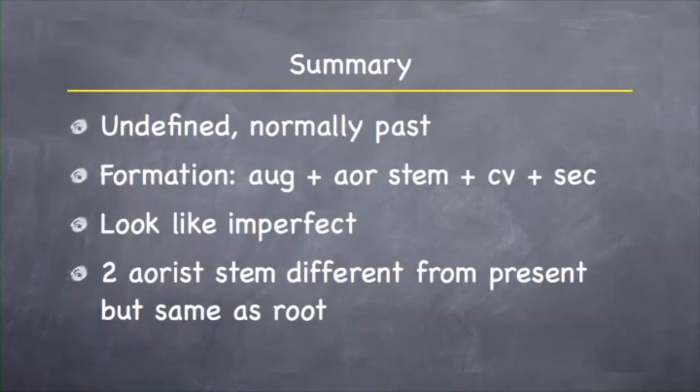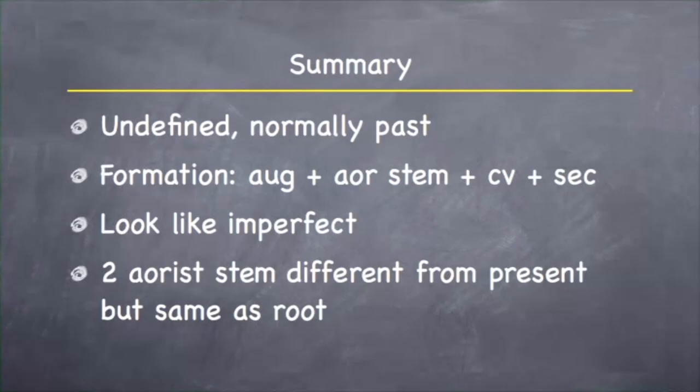Okay, what have we learned in this chapter? Well, we've learned the aorist tense. And the aorist tense is used to describe an undefined action normally occurring in past time. In terms of the formation of the aorist, in the next chapter we're going to learn the first aorist. In this chapter we learn the second aorist. And the second aorist is formed with an augment, the aorist active tense stem, a connecting vowel, and secondary personal endings.